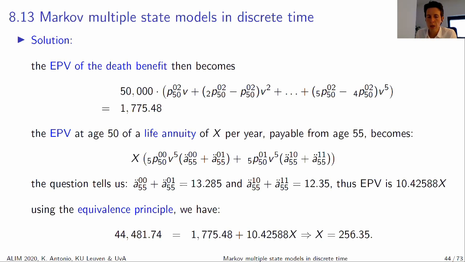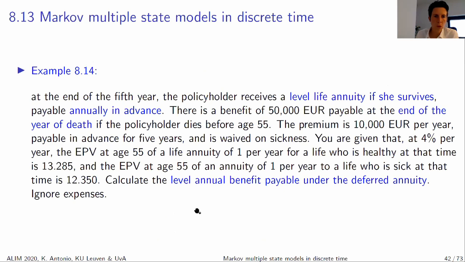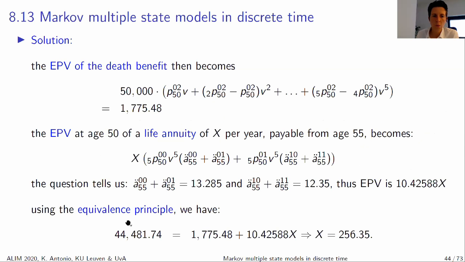calculations over here. There was also this thing about the premiums. Premiums are paid in the first 5 years. They are waived upon sickness. So what you will see is that I got here the present value of my premiums, and the size of my premium was 10,000 euro per year, payable in advance for 5 years. So you see that I value that stream of premiums with this number.